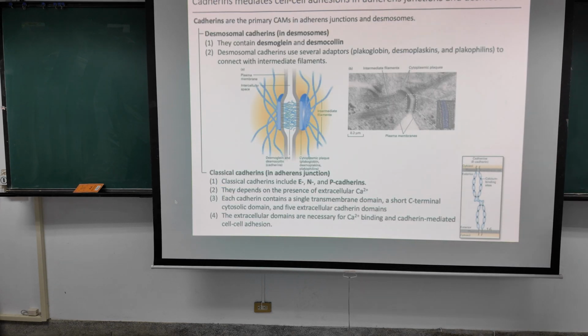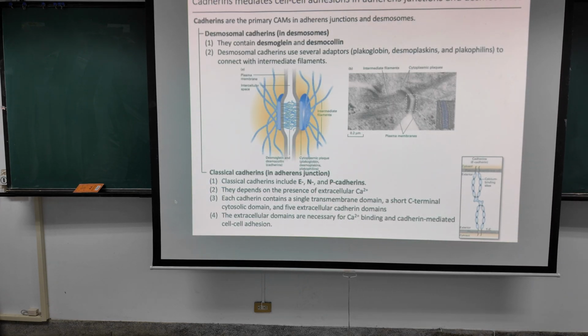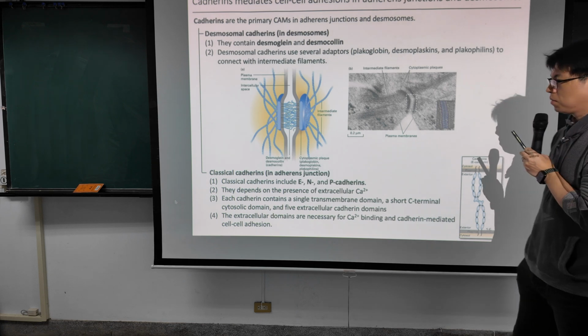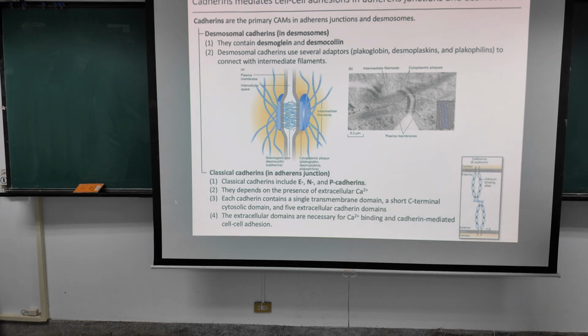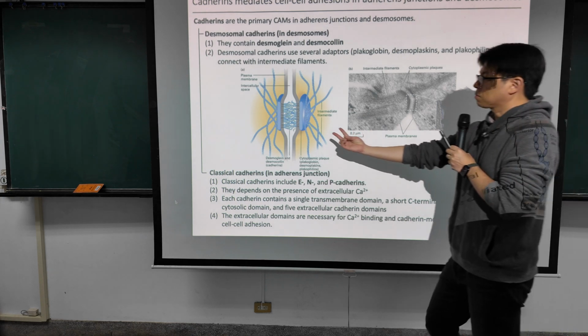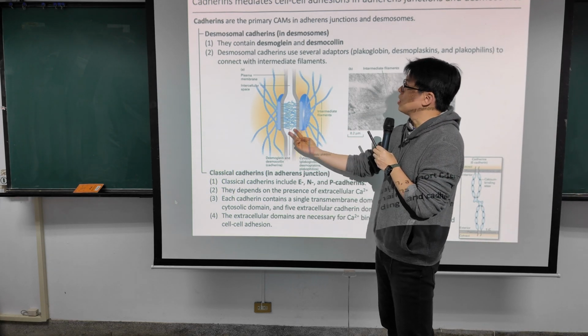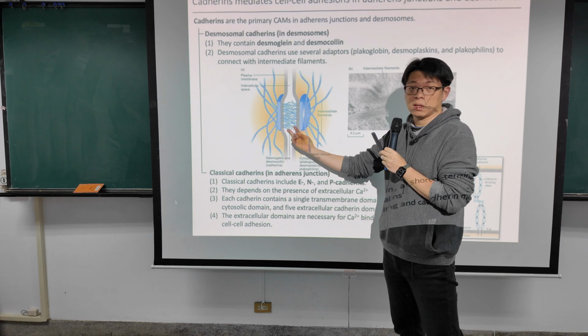So we focus on the cadherins. There are two kinds of cadherin here. One is the desmosome. The other is the adherens junction. Cadherins are the major self-adhesion molecules in the adherens junction and the desmosome. In the desmosome, it's called desmosomal cadherin, and they contain desmoglein and desmocollin here.